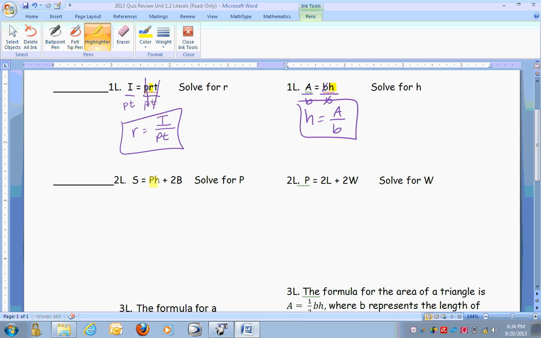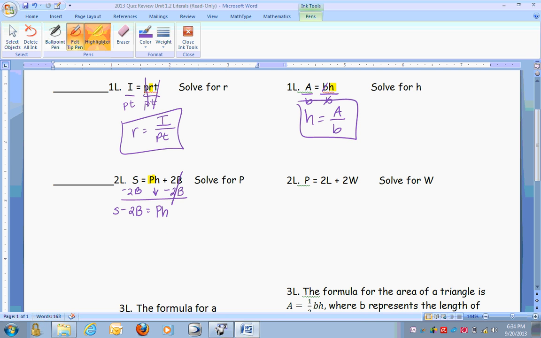Okay, in number 2, they're asking us to solve for P. So what I'm going to do is get rid of everything else. And remember, we have to add and subtract before we multiply and divide when solving. So first thing I need to do is, I'm adding this 2b, so I need to get rid of it. So I'm going to subtract 2b from both sides. Well, positive 2b and negative 2b creates a 0 pair. And then I'm left with s minus 2b on this side because they are not like terms, so I can't combine them, and then I bring down pH.